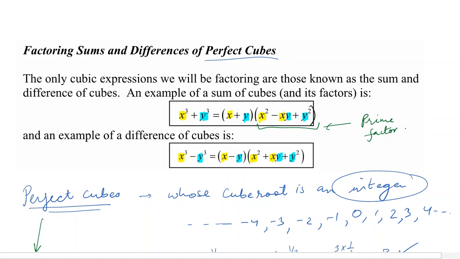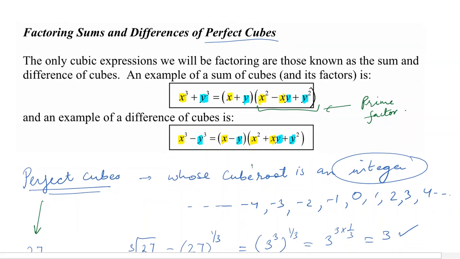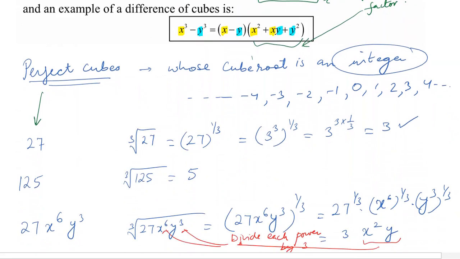So let's do a few examples. We're going to use these formulas for the examples. And again, in this case, this is also a prime factor. You cannot break it further.